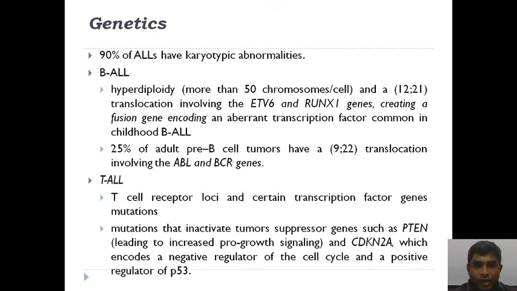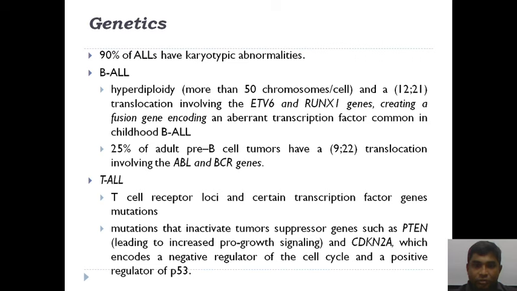90% of all ALLs have some chromosomal abnormalities. In B-ALLs, commonly we see numerical abnormalities, meaning the chromosome numbers are altered. So normally we have 46 chromosomes. The number of chromosomes can increase or decrease due to gain of a few chromosomes or loss of a few chromosomes. Hyperdiploidy is a commonly seen feature, meaning increased number of chromosomes than what is normally seen in a diploid cell, and several other translocations.